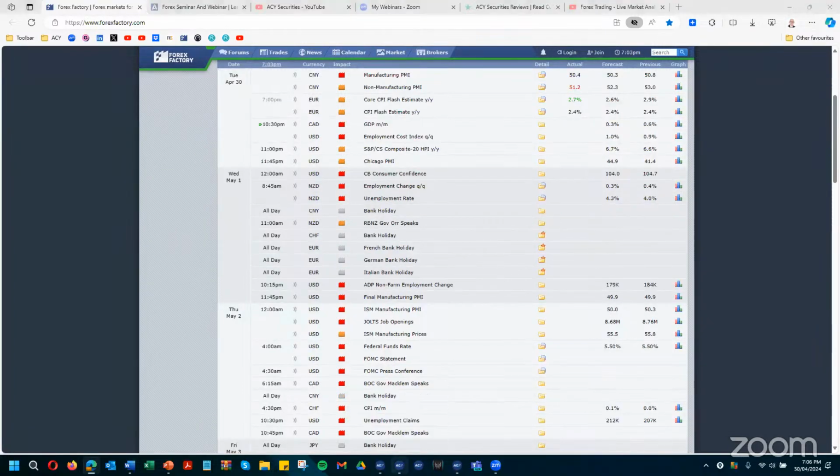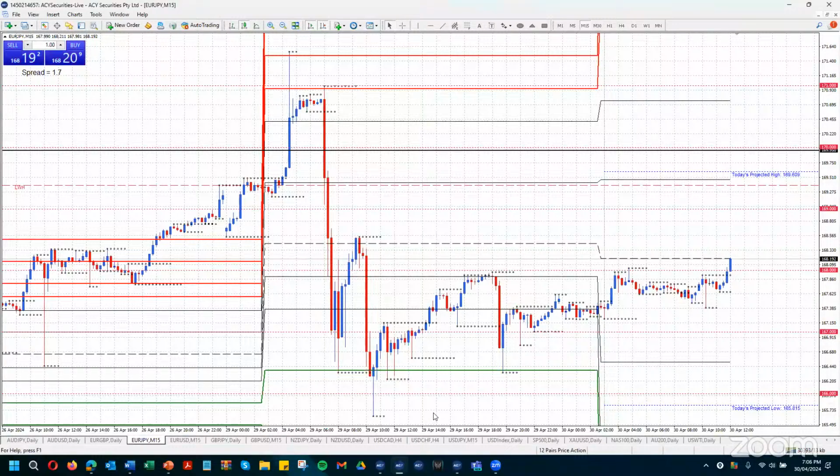All right, let's get into charts. Now, of course, it's already been a very volatile start of the week on the yen pairs. Just got my euro yen here in front of me, but we'll get to the yen pairs in a moment. Let's just start on the dollar index.